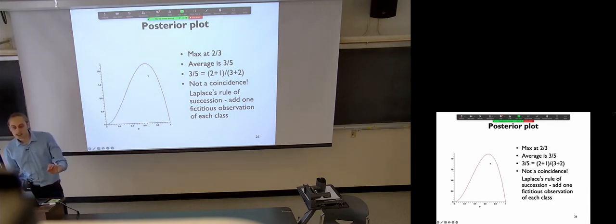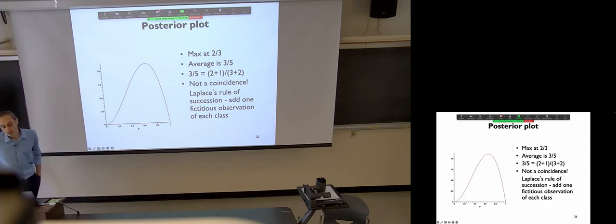So it's possible that the coin is fair, but it's also more likely that it might not be fair. It might actually be that theta is skewed. So the average is 3/5 and so on.